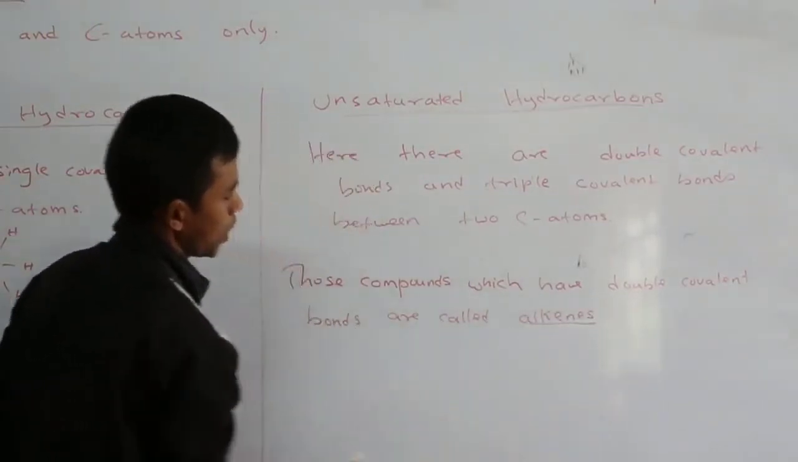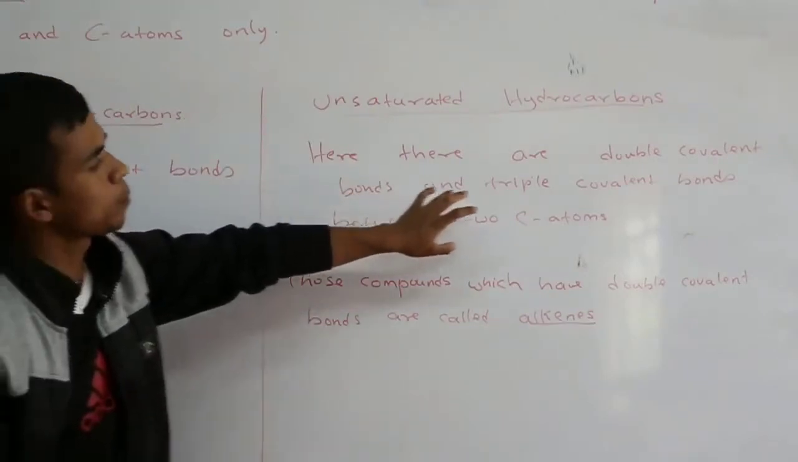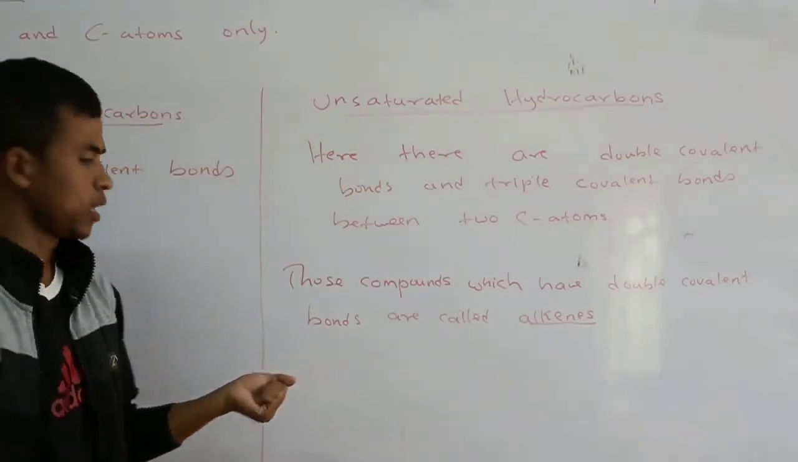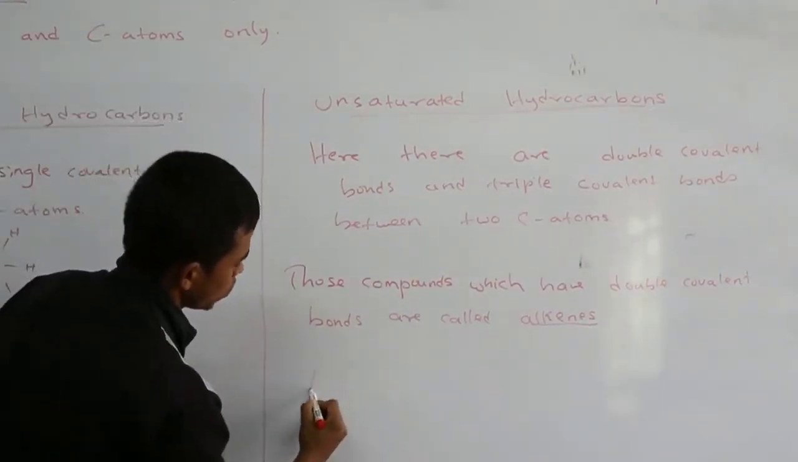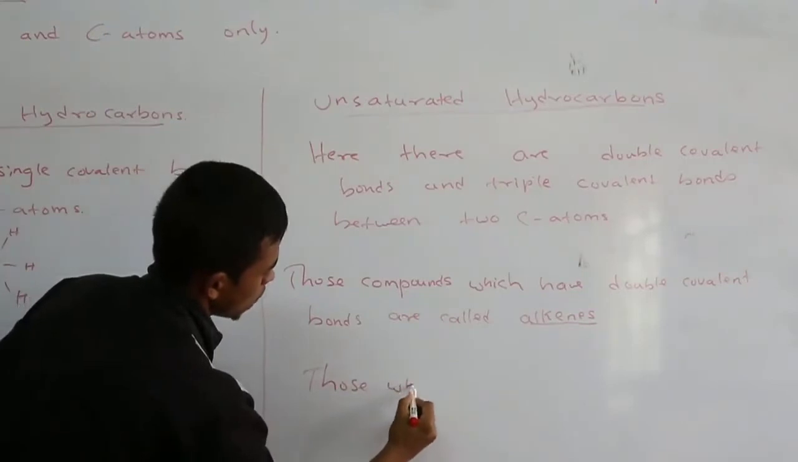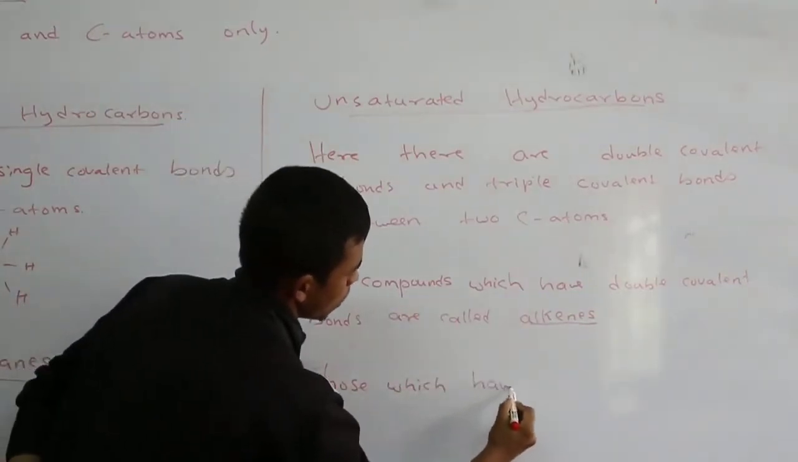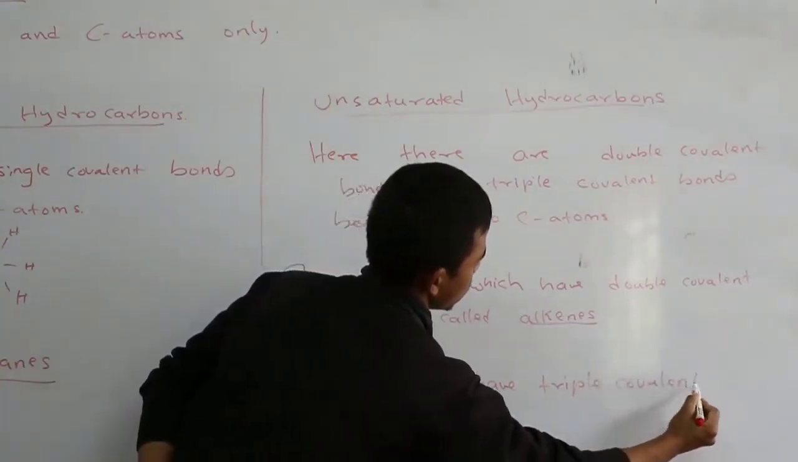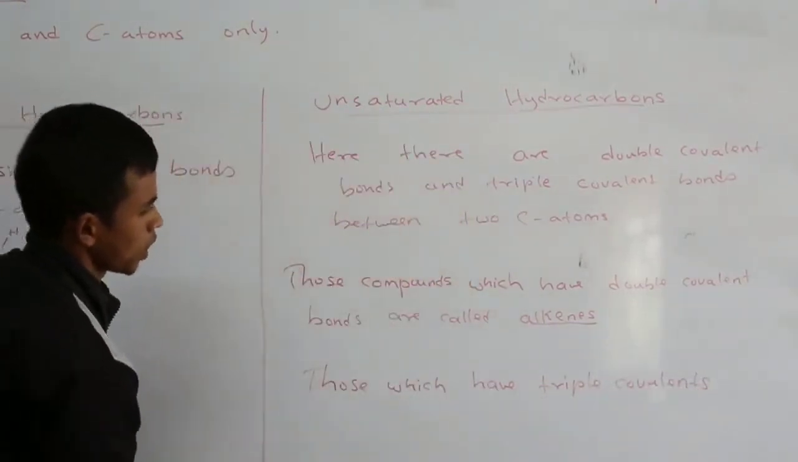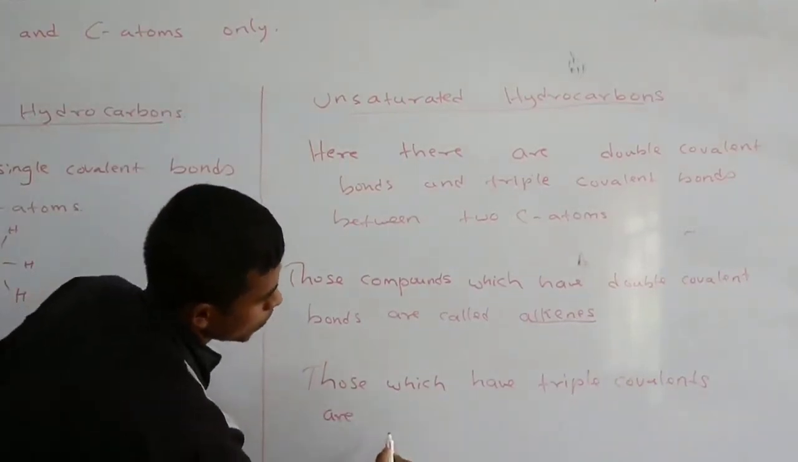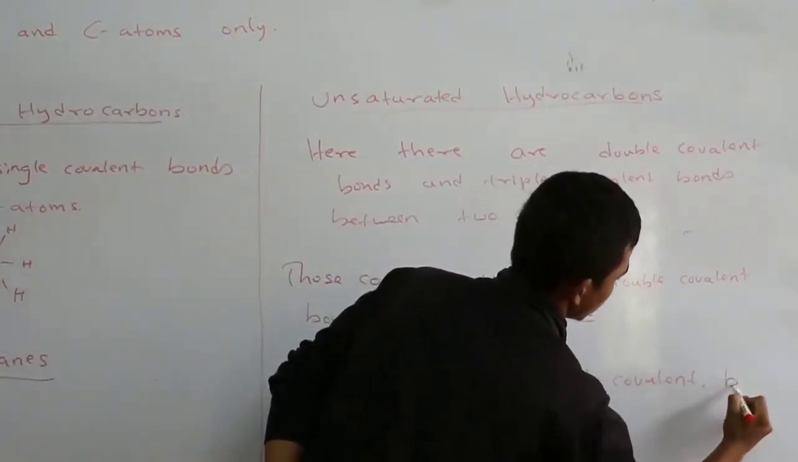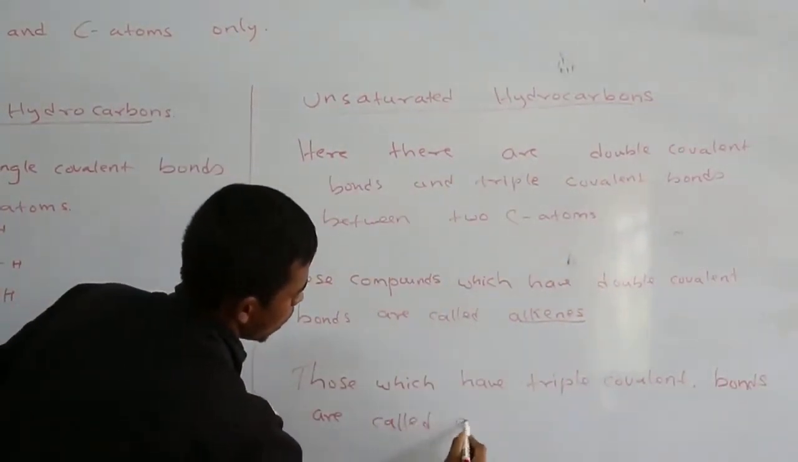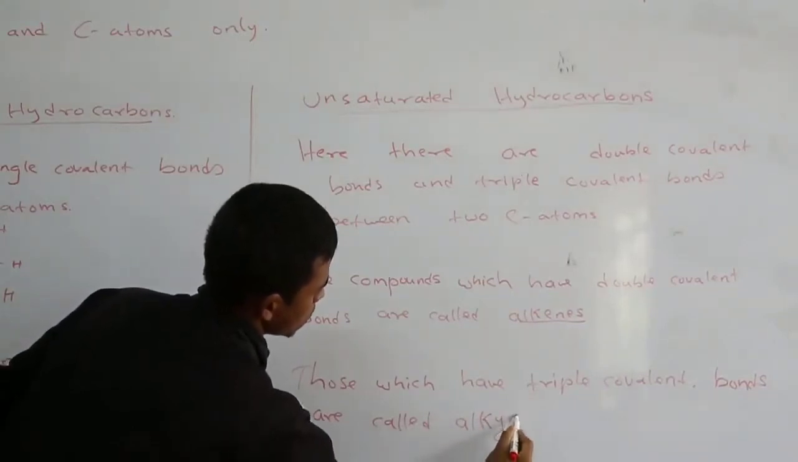And those which have triple covalent bonds, either one or more, between the carbon atoms, are called alkynes.